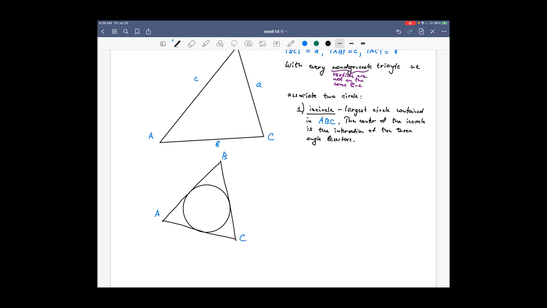Why do they intersect at one point? Well, the idea is the following. Whenever you have an angle, where are the points that are equidistant from the two sides of the angle? If a point is at the same distance from the two sides, there are infinitely many such points, and all of them, if you think about it, lie on the bisector of this angle. It's easy to explain why.